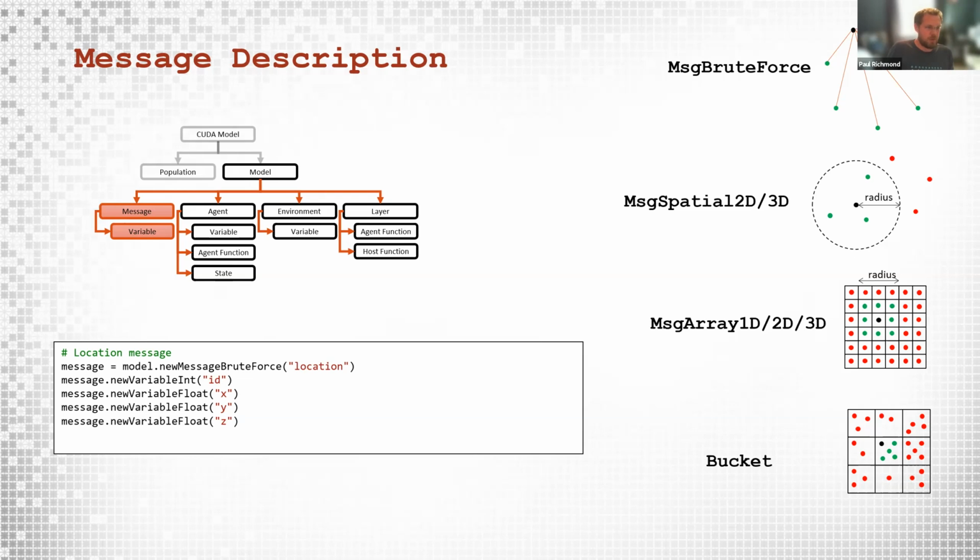We have a number of other more specialized message types that allow you to do things like 1D, 2D arrays, which is more like a cellular automata, and then buckets, where you've got a discrete grid containing certain things. It's also expanded into things like network messaging, which is a specialist implementation of bucket.